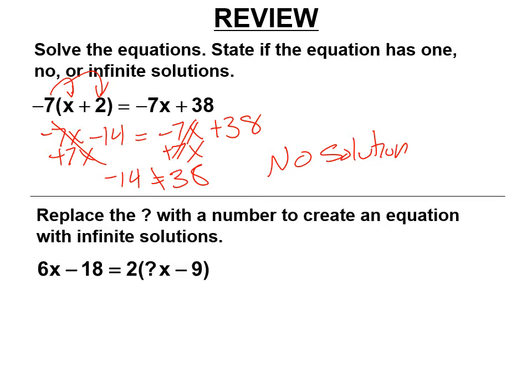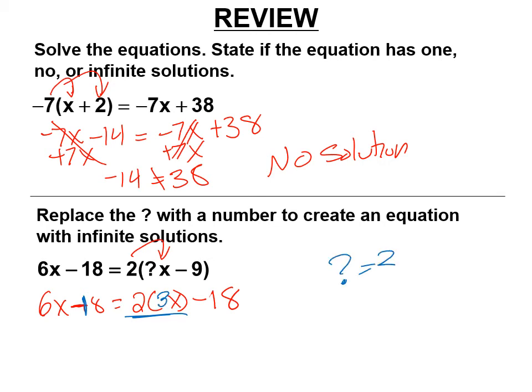All right. You're going to replace the question mark with a number to create an equation with infinite solutions. Okay. So we have 6x minus 18. And if we distribute that, we have 2 times some amount of x minus, whoops, this is minus 18. It has to be the exact same thing on both sides to have infinite solutions. And the 18 works out. So what's going to make this 6x? Well, the question mark has to be 3, right? Because 2 times 3x will be 6x, and then the equation will have infinite solutions.